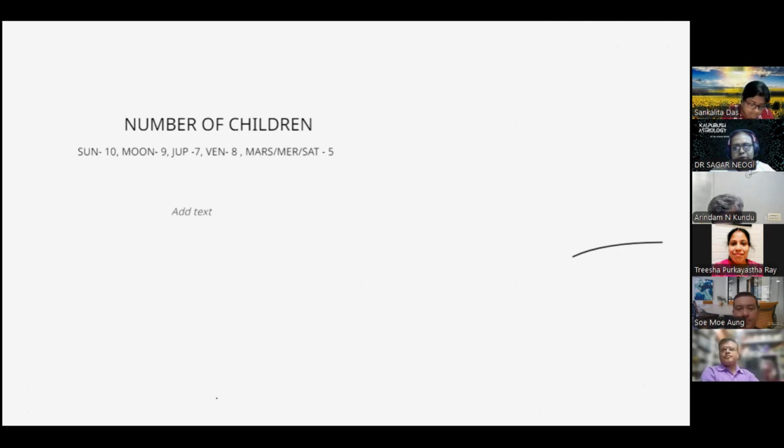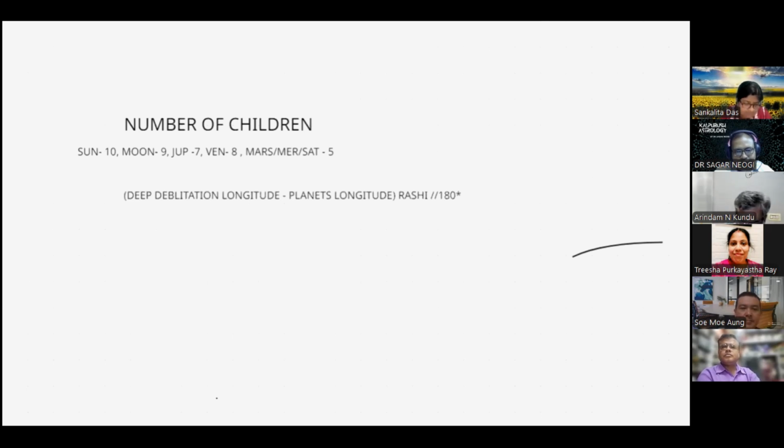So this is the simple rule, right? Yes, sir. And we have to check 2 planets. Whom do we have to check for the number of children? The fifth lord and Jupiter.